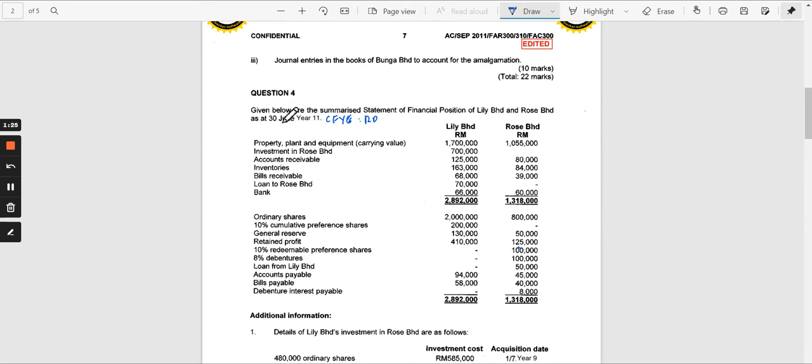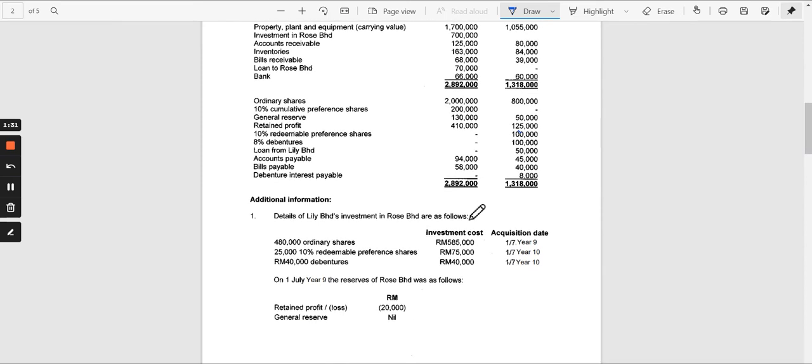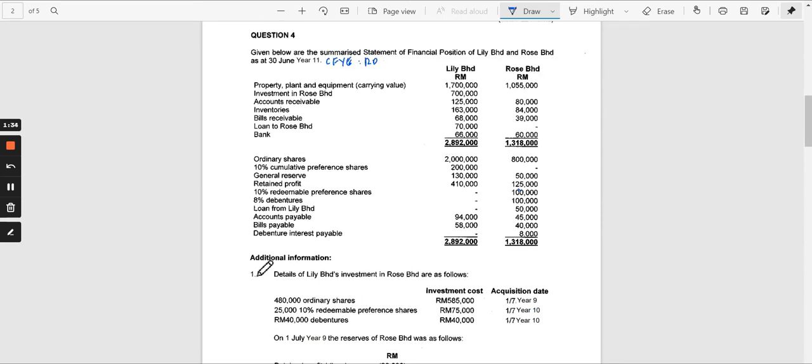You have two companies there, Lily and Rose. So let us see who is the parent, who is the subsidiary. If you look at the details of the investment given in information number 1, details of Lily Berhad investment in Rose. So Lily is investing in Rose, and Lily is investing 480,000 ordinary shares, and this 480,000 is out of the ordinary shares in Rose Berhad.